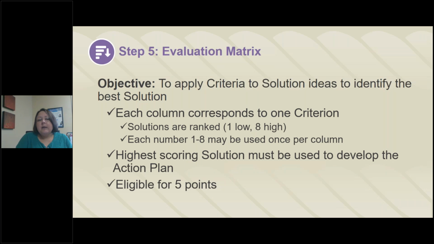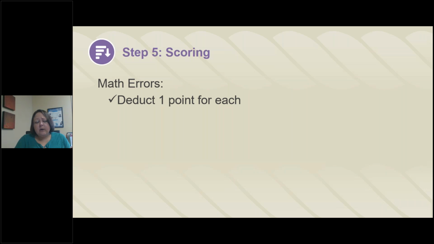And so those 5 points have considerable implications for developing that action plan. First of all, math errors. You're going to deduct 1 point for each error that occurs. Now, let's say in a column they used the number 3 twice, you penalize them for using it twice in that column, but you don't penalize them for the math at the end as long as they added the numbers correctly.